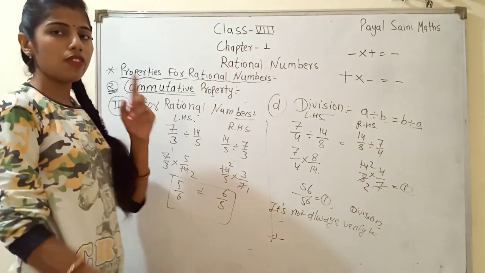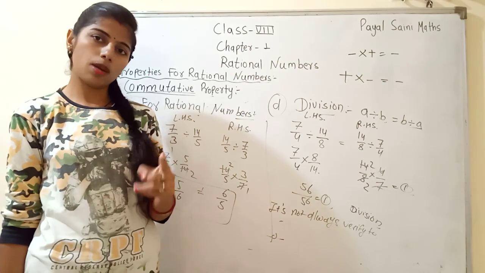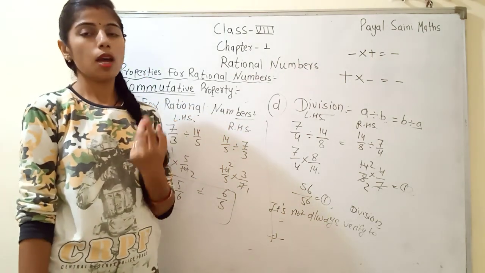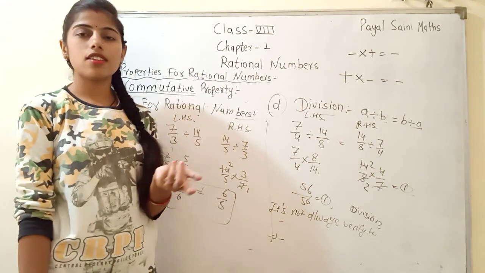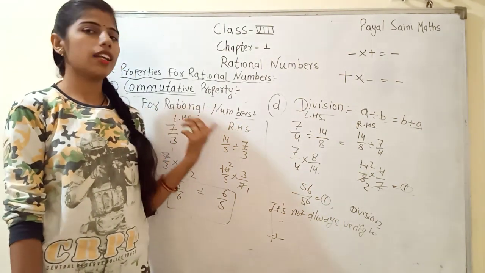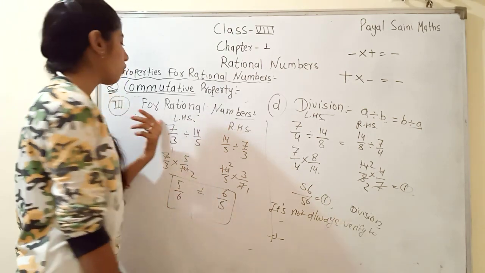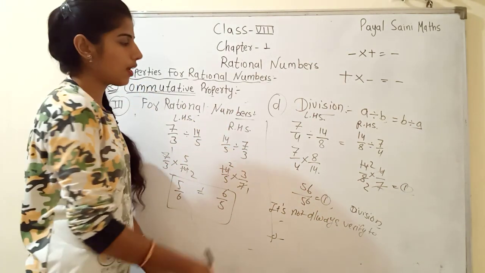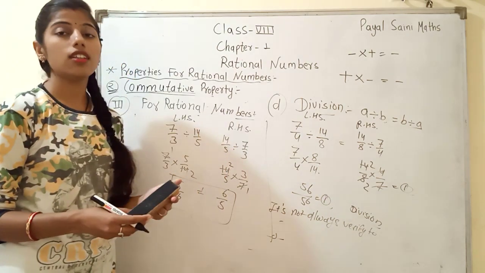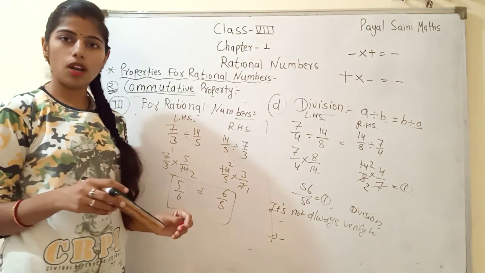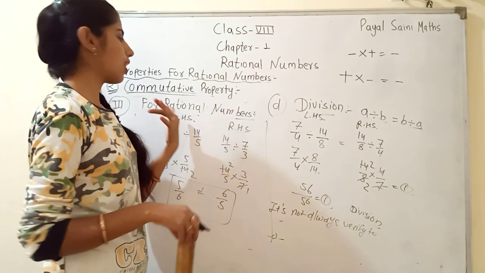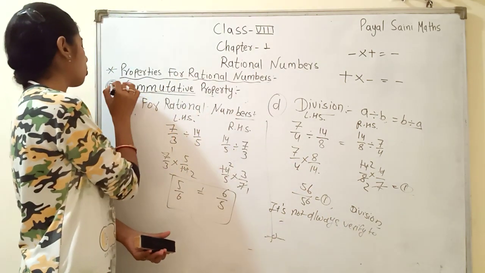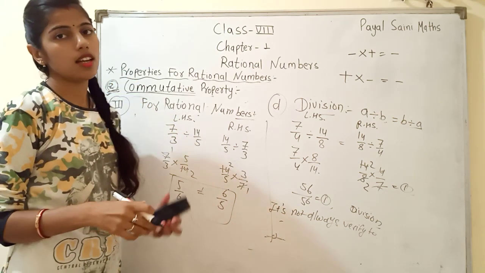In the commutative property, first we understand by whole numbers. In whole numbers, addition and multiplication are verified. Next is integers. In integers, addition and multiplication are verified. And for rational numbers, addition and multiplication are verified. Subtraction and division are not verified in whole numbers, integers and rational numbers. Like that, the commutative property, property number two, is completed.